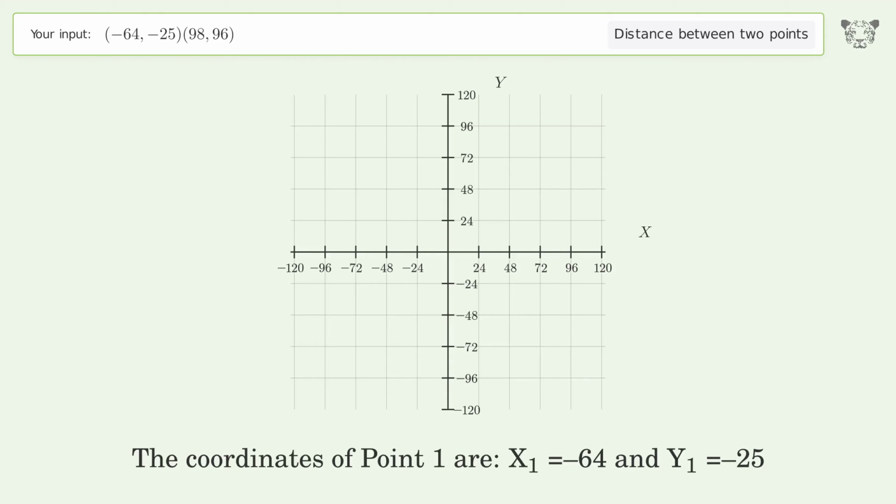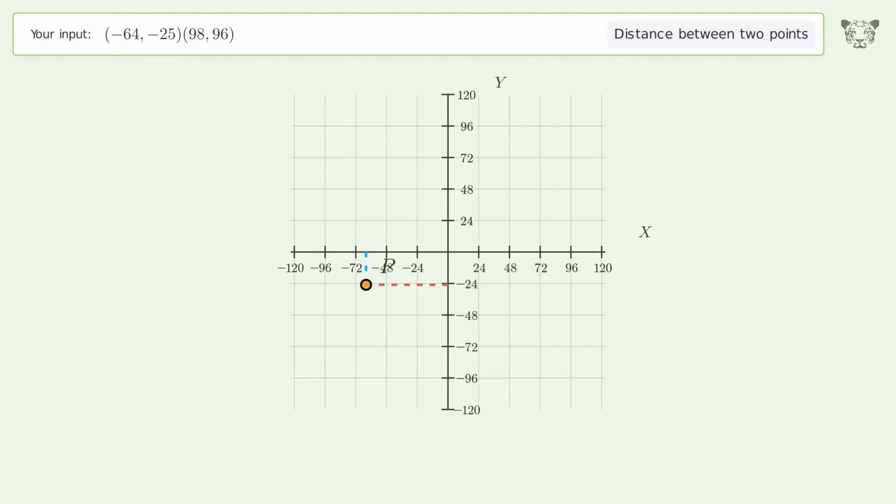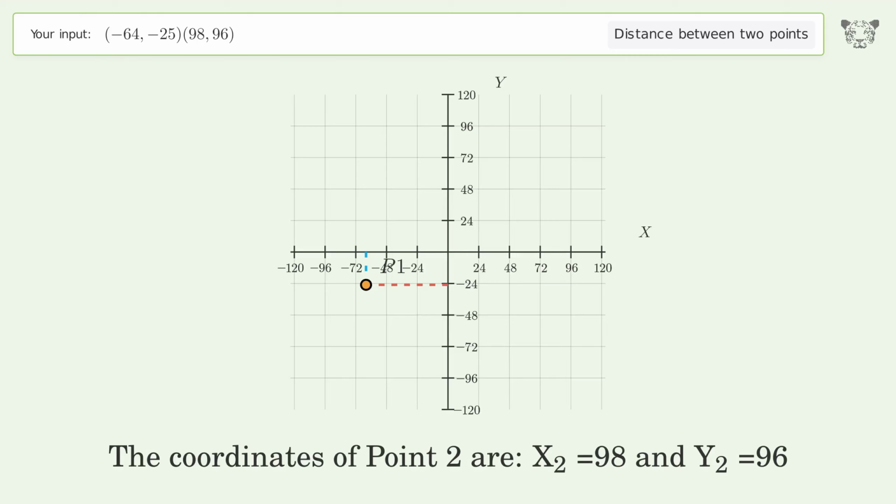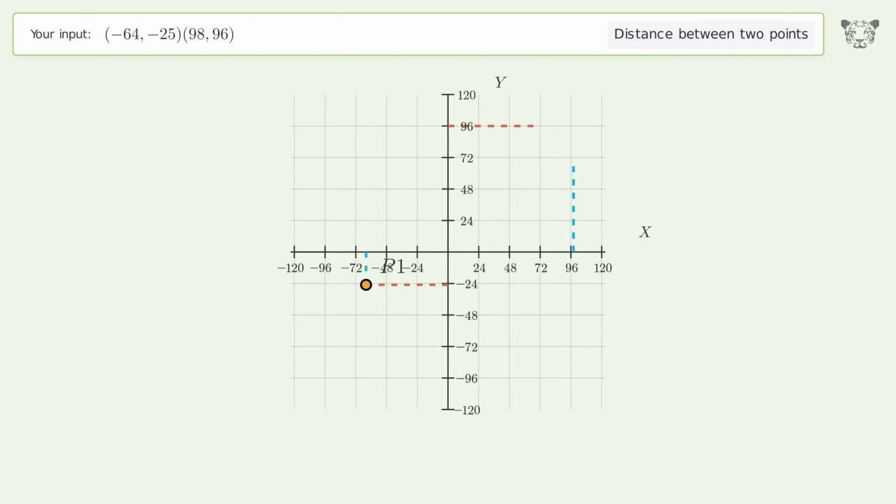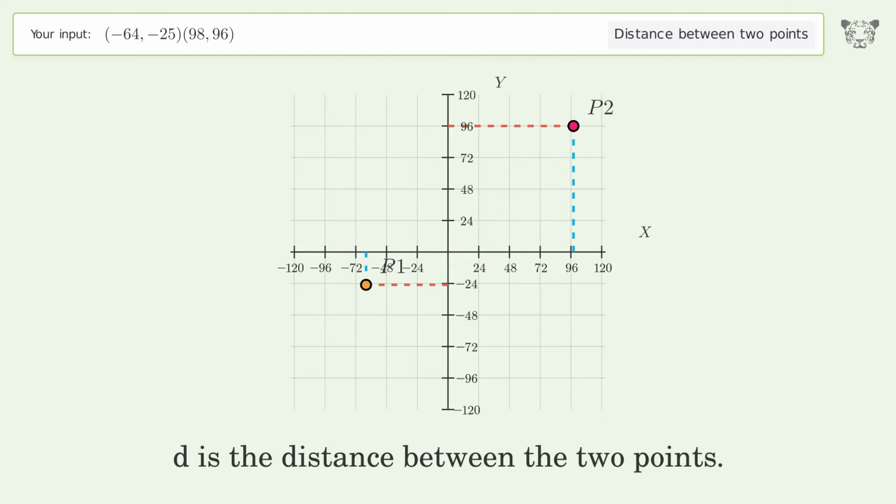The coordinates of point 1 are, x1 equals -64 and y1 equals -25. The coordinates of point 2 are, x2 equals 98 and y2 equals 96. D is the distance between the 2 points.